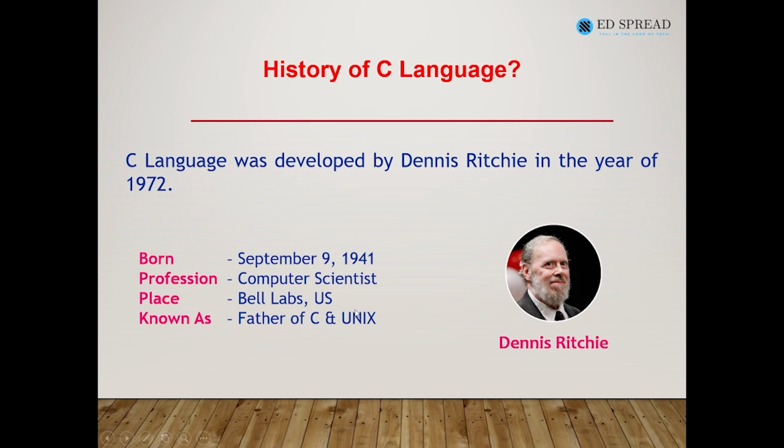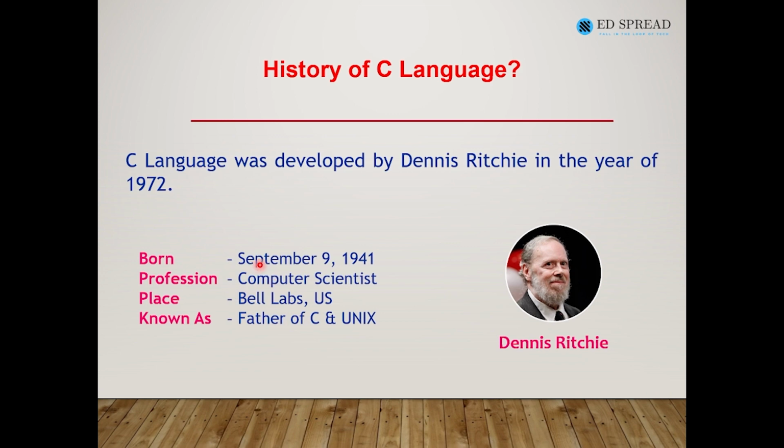So once it was famous, they wanted to improve it, right? So they wanted to improve the features and they named it C, the third letter of the English alphabet and the next letter after B. So that is nothing but the C language.